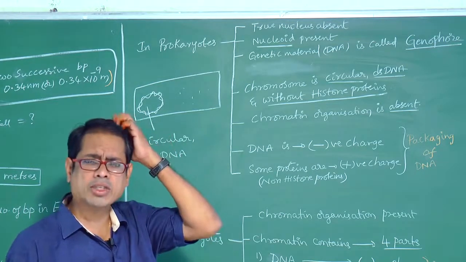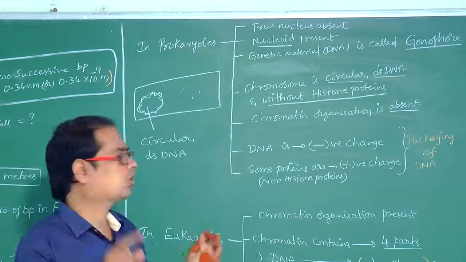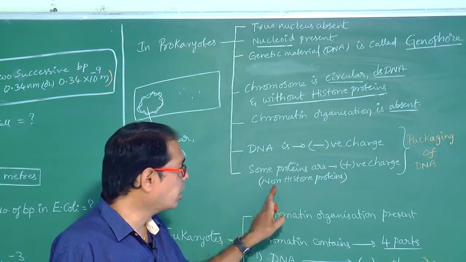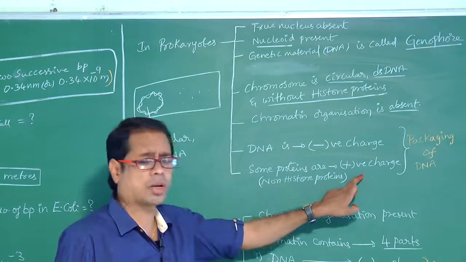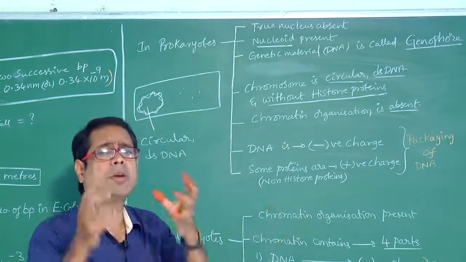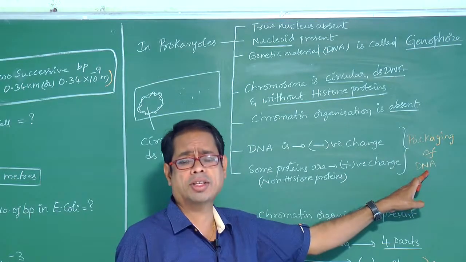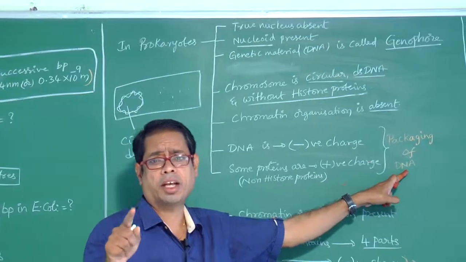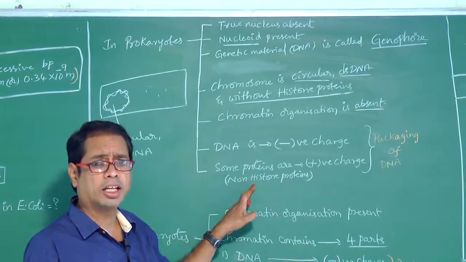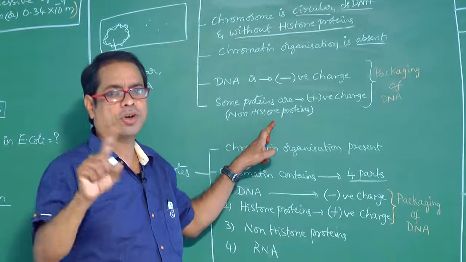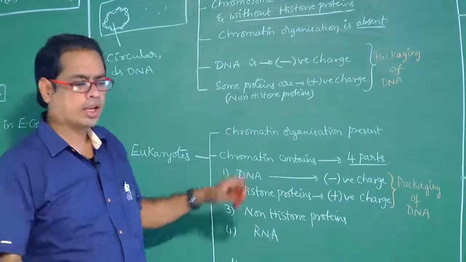So DNA is always negative charge. Some proteins are called non-histone proteins. Those are positive charge. Like that it will be packed. So packaging of DNA in prokaryotes is between DNA and some proteins called non-histone proteins. Don't say histone proteins. Okay?